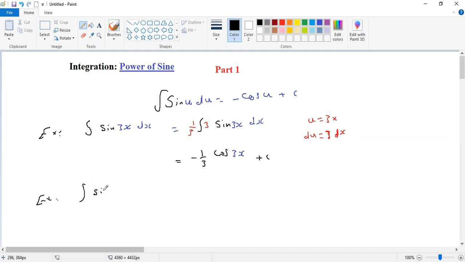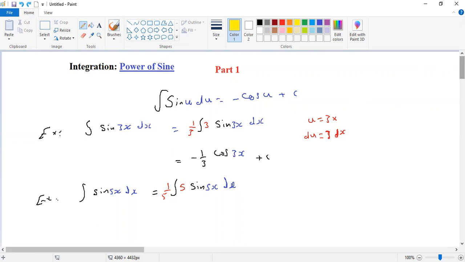Integral of sine 5x dx. Now the derivative of 5x is 5, so we need 5 here and divide by 5, because there is no 5. So I have to multiply by 5. Now we have sine 5x dx, and it is still the same, because the 5 outside makes it 1. So now multiply by 5.